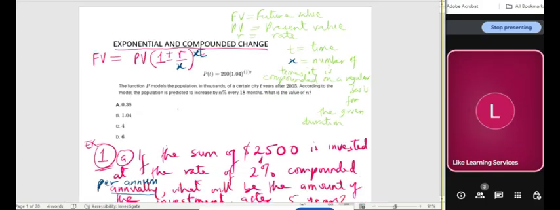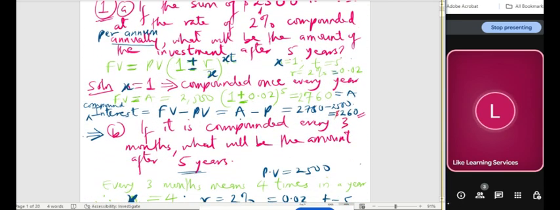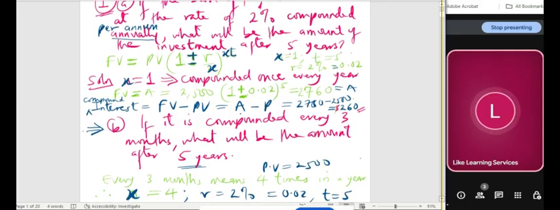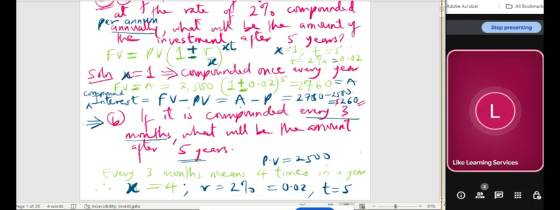Sorry, I want to see if I can reveal all. Yeah. Okay. You're seeing it? Did you? Every 3 months, of course, means it will happen 4 times in a year. So x is 4. Every other thing stays the same.